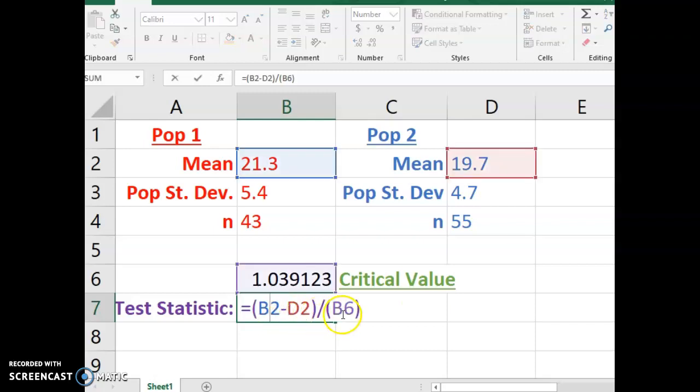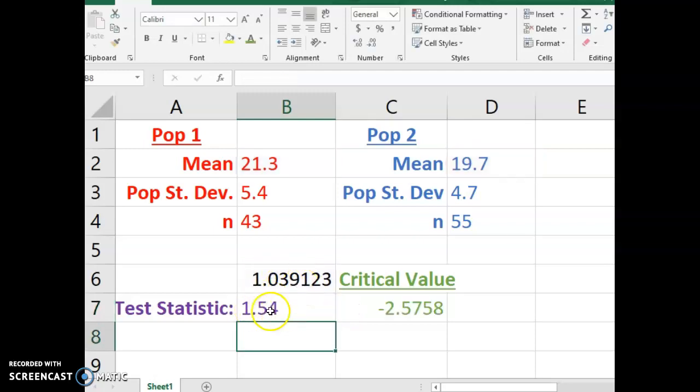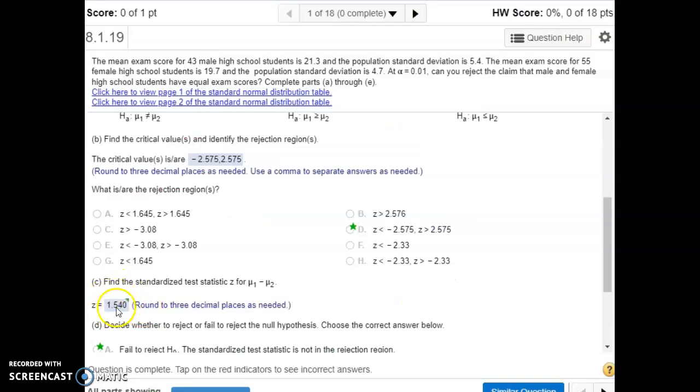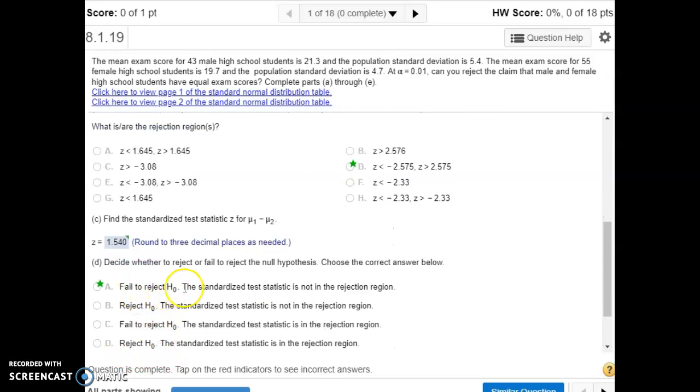On the top, all it is is the sample means subtracted from one another. So do that subtraction on top, divide by that calculation, and you get your test statistic for your two samples. Since that value is not further left than our left-hand critical value, and not greater than our right-hand critical value, it is not in the rejection region, so we fail to reject the null hypothesis.